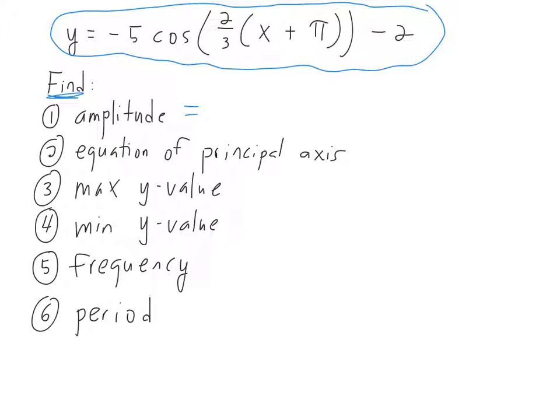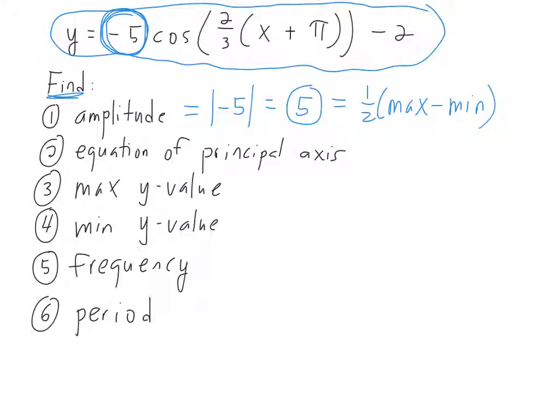Amplitude. Well, remember we said the amplitude is the number in front, but be careful, it's really the absolute value of the number in front. So it's the absolute value of -5, so it would just be 5. Now recall that this is equal to 1/2 the max minus the min. So the amplitude, that vertical distance between the max and the min, looking at 1/2 of it, would be 5.